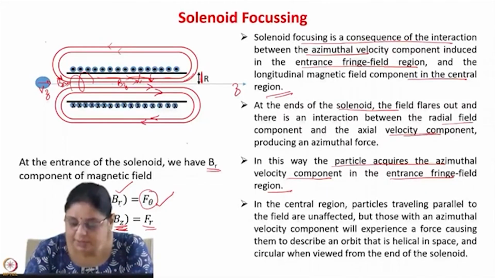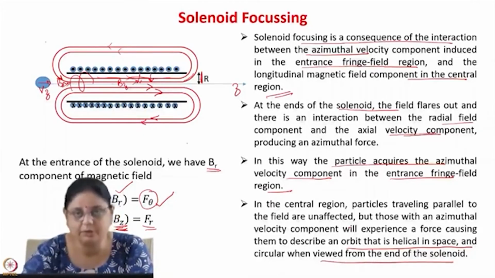In the central region, particles traveling parallel to the field are unaffected, but those with an azimuthal velocity component will experience a force causing them to describe an orbit that is helical in space and circular when viewed from the end of the solenoid.